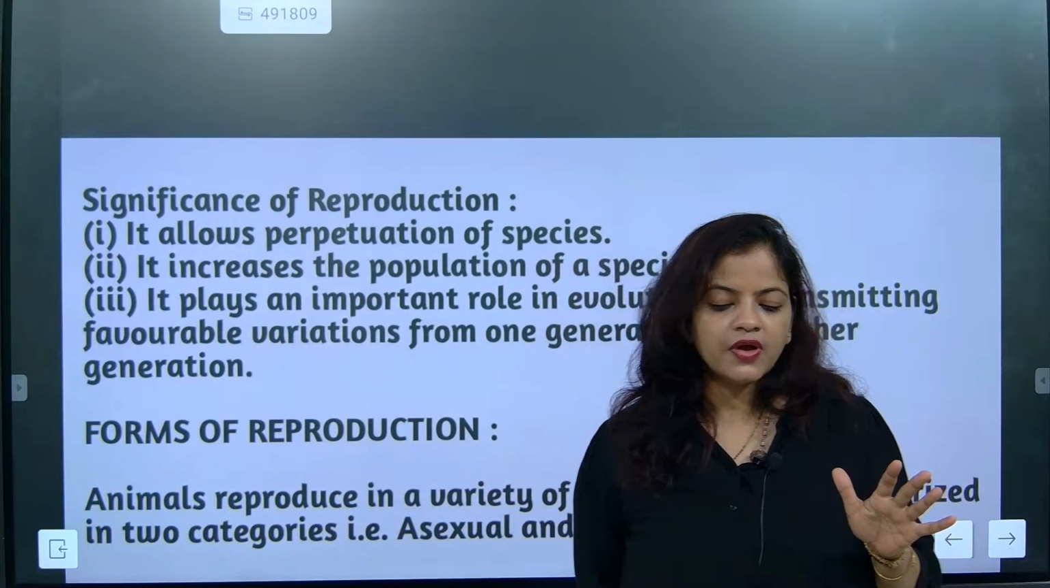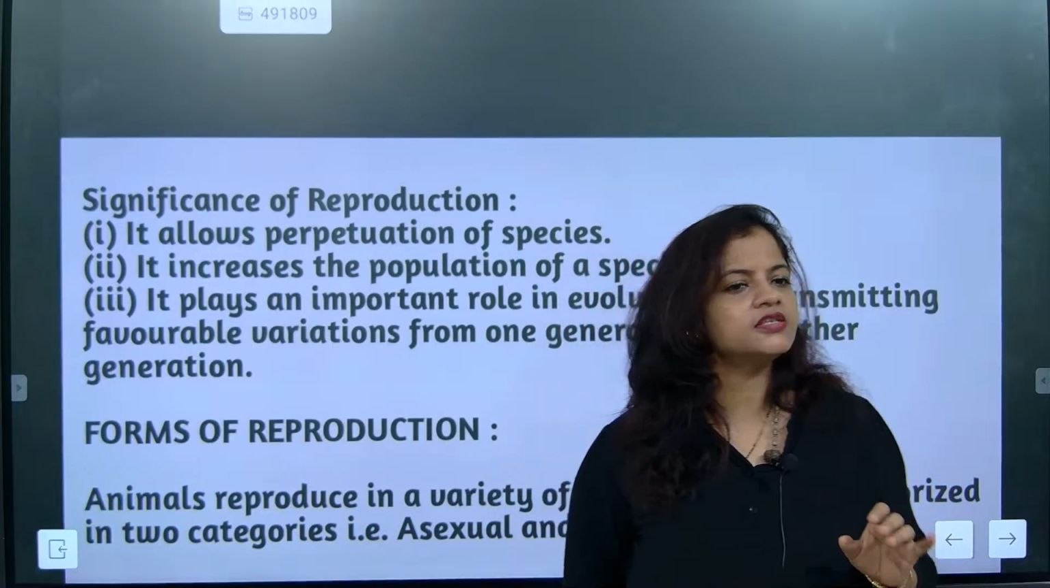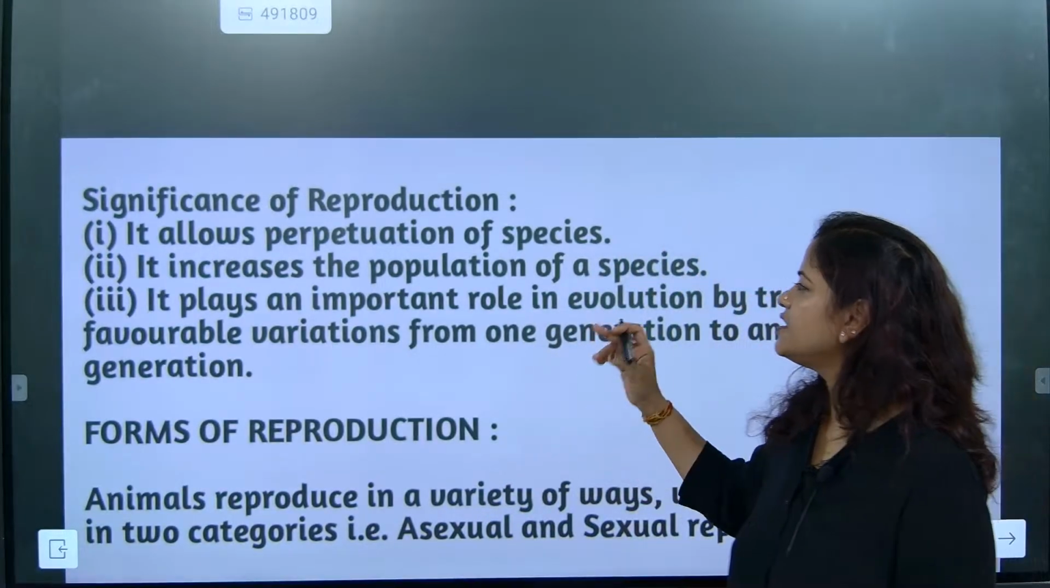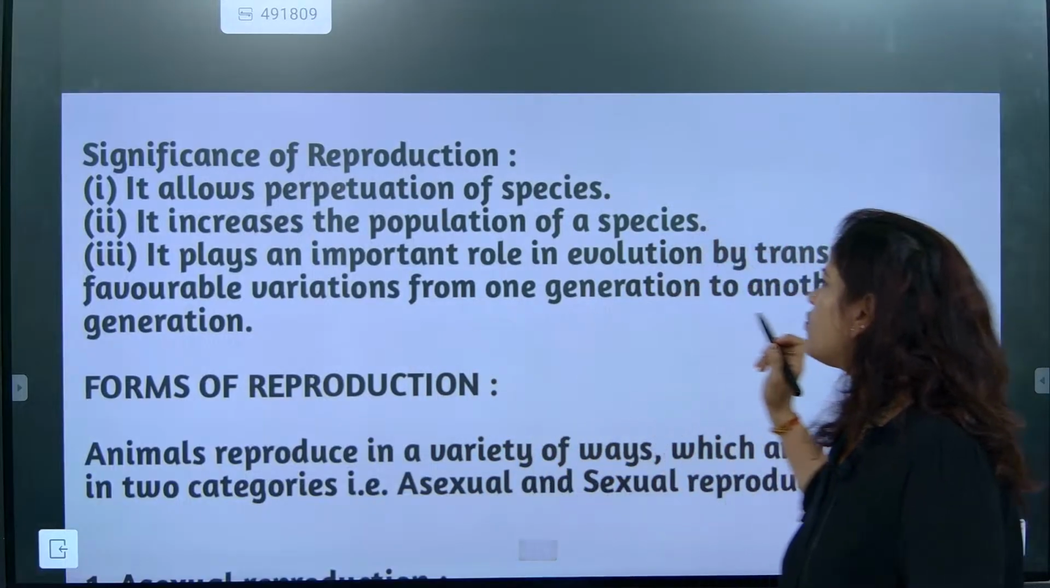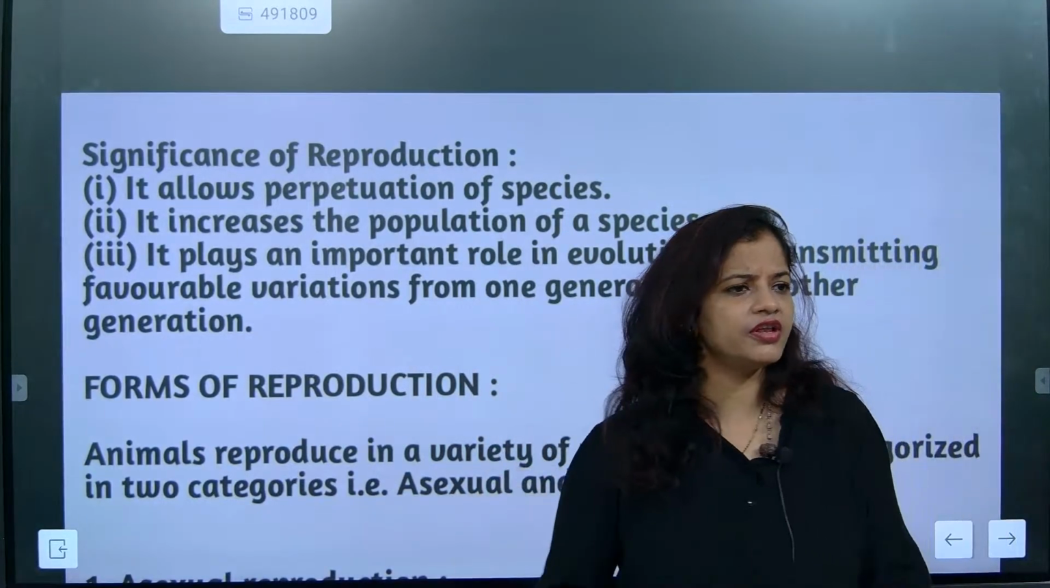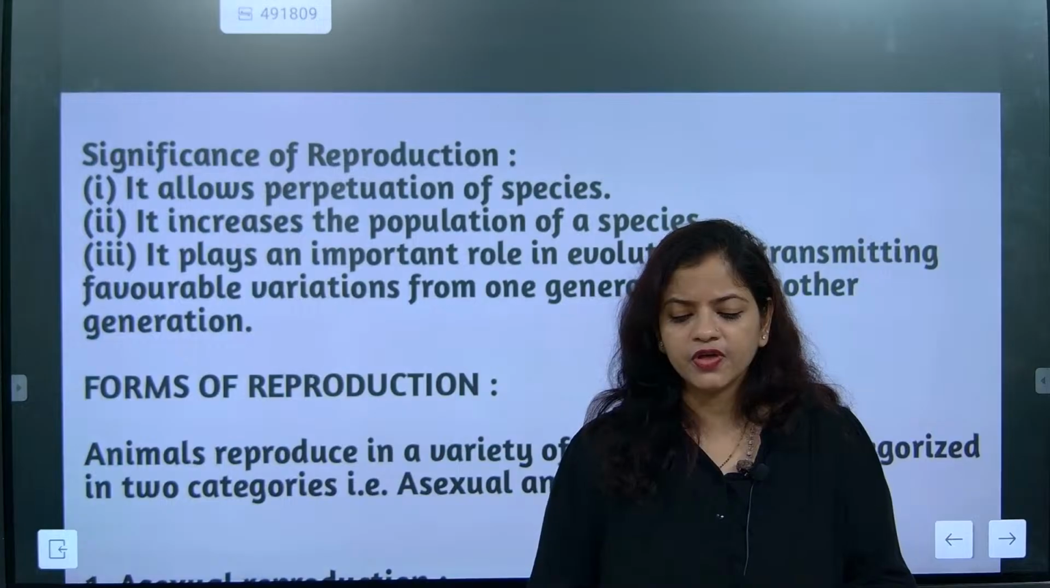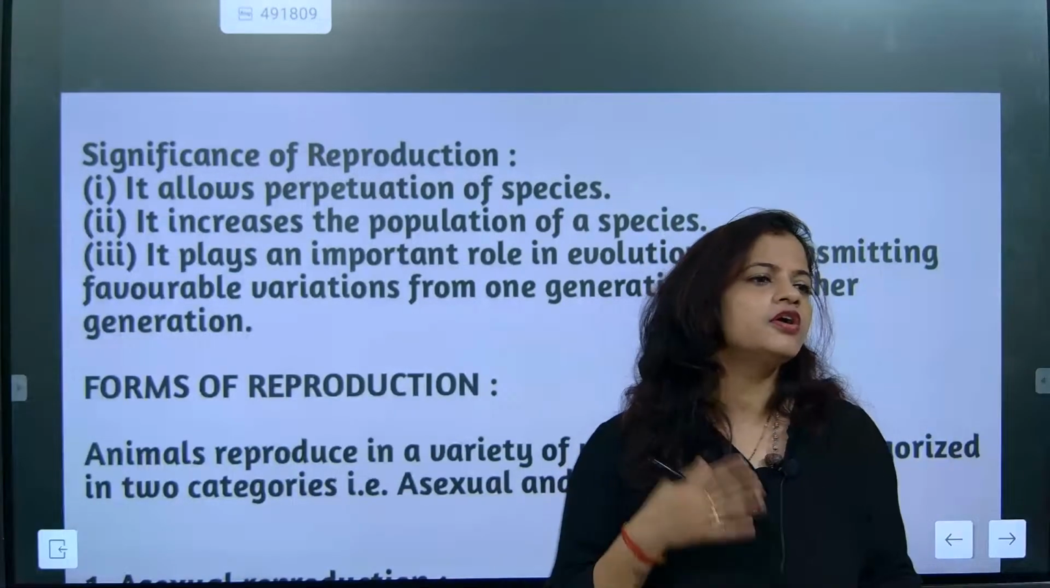see, one important thing we must understand is that reproduction plays an important role in evolution by transmitting favorable variations from one generation to another generation. So variations are one of the most important parts of reproduction.